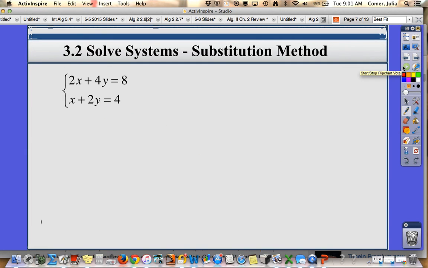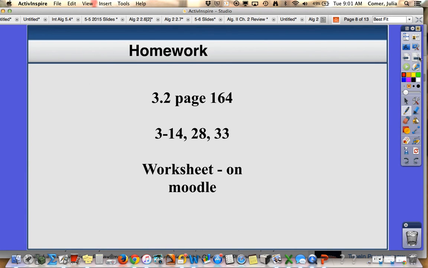So hopefully you have a few examples you can work through. Here's your homework. We're just going to be looking at the book part right here. So 3 through 14 and then 28 and 33.